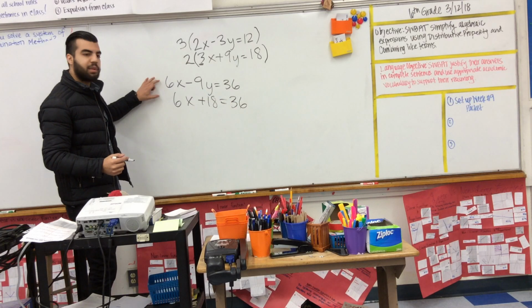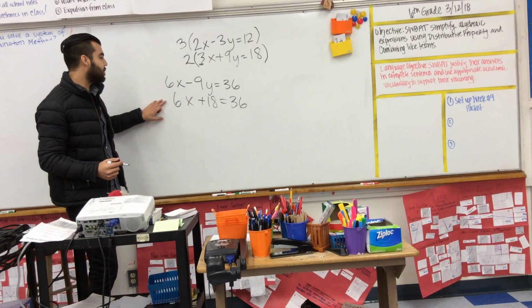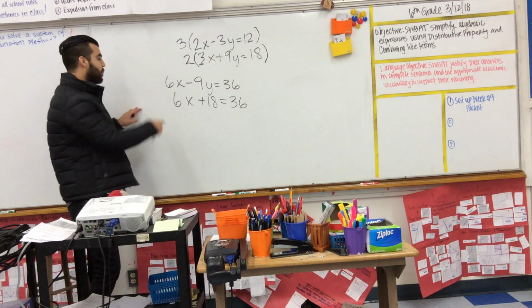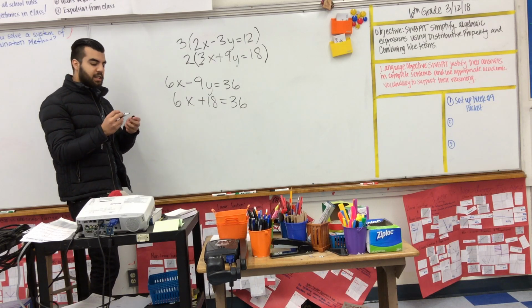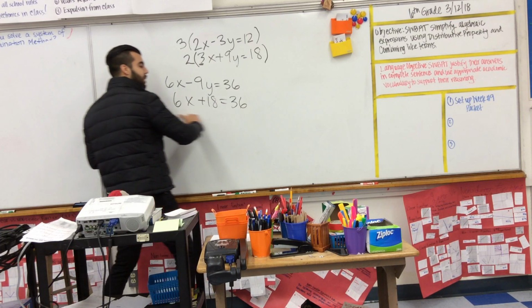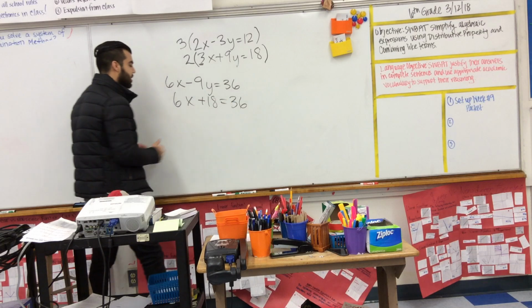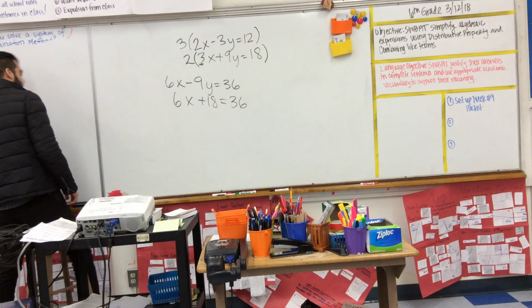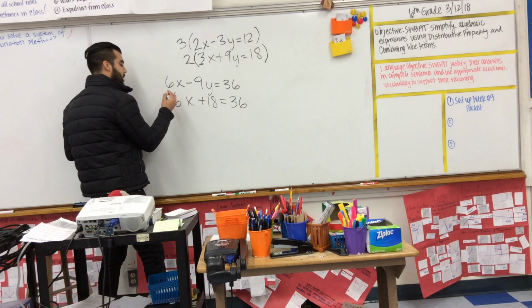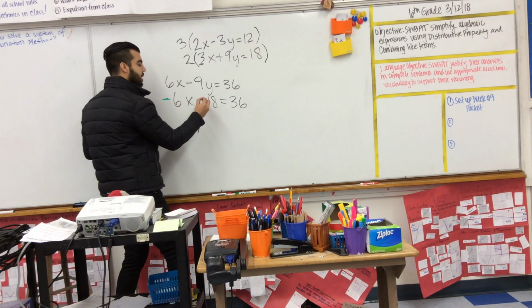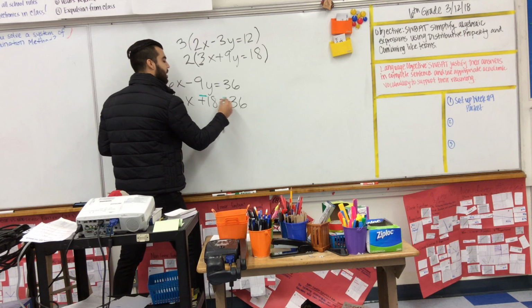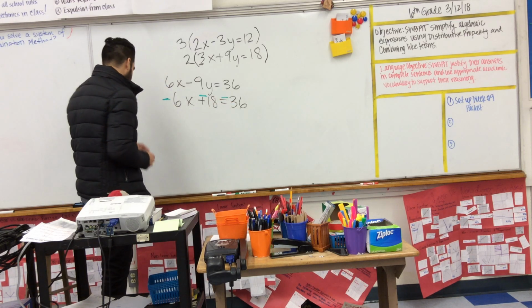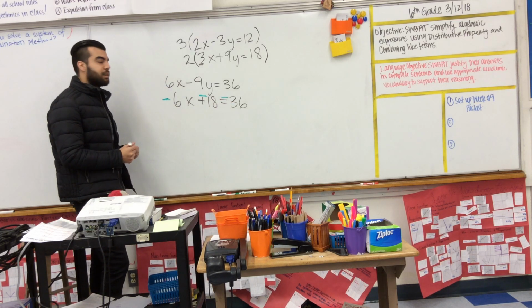Now, here we notice that we do have the same coefficient for the x values, but they don't eliminate. They're both positives. So as we learned last week, we're going to have to go and change every single sign on this second equation. So instead of a positive 6x, I'm now going to have a negative 6x, negative 18y, and a negative 36. Now I can go ahead and eliminate the terms.